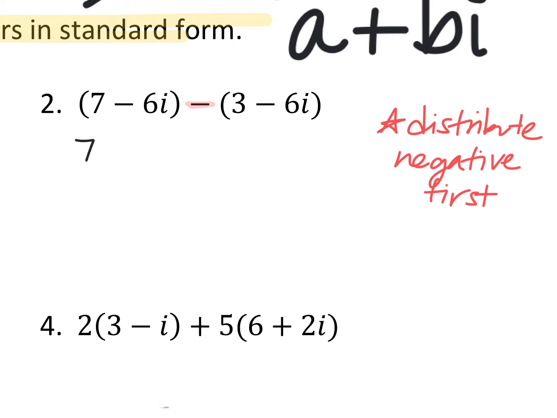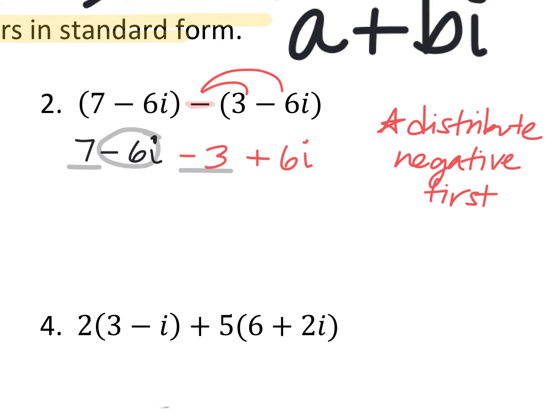We're going to bring down the first parentheses, 7 minus 6i. And we subtract the 3, so distributing this, negative times 3, so it's negative 3. And then negative times negative 6i, plus 6i. We distributed the negative, and now we need to just combine like terms, right? This is stuff we've done before. So 7 minus 3, those are like terms. And then your i's are like terms.